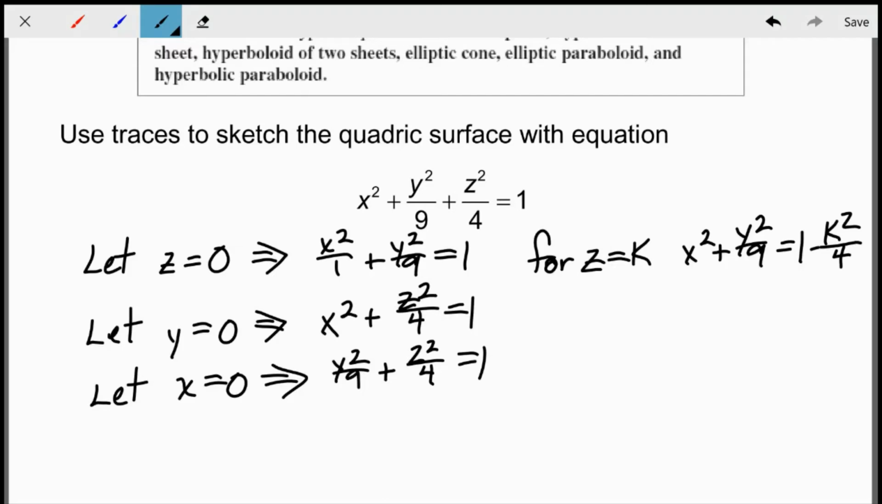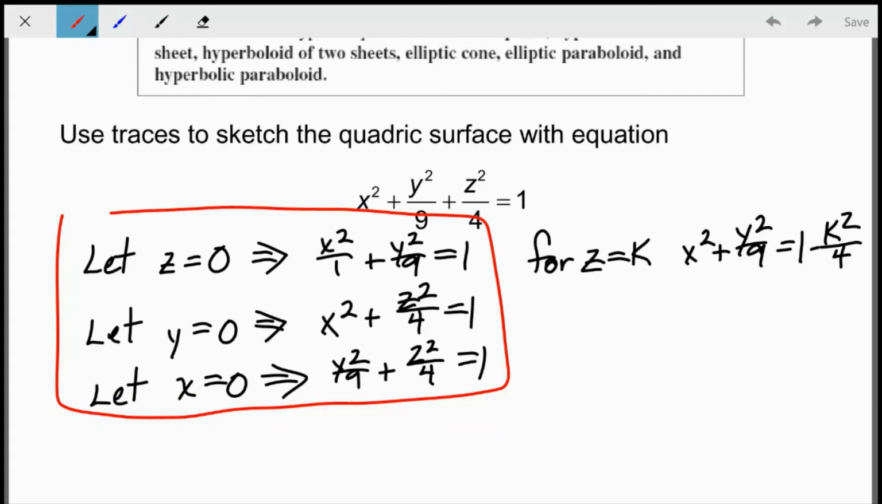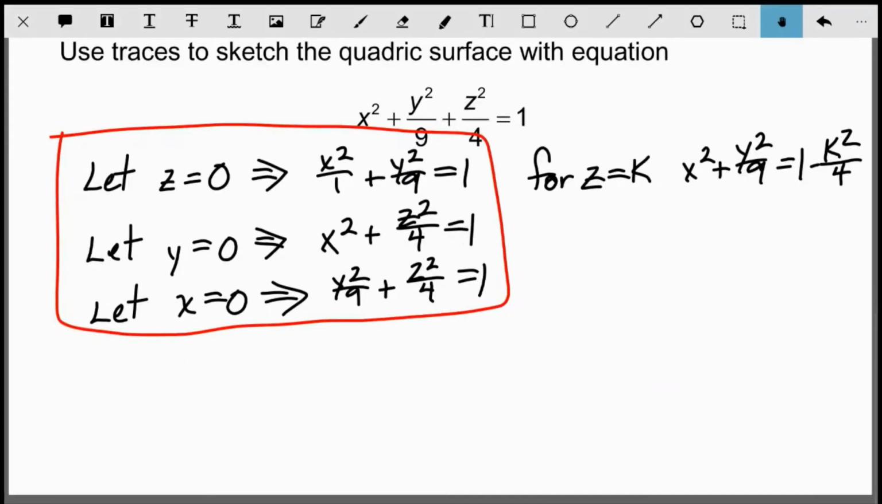Okay, and we can do the same thing in any of the directions. So we could get x squared over 1 plus z squared over 4 equals 1 minus k squared over 9, and so on. So sometimes you're going to want those general equations, but typically when you're going to sketch these, this is what we're going to use, because those are the easiest ones for us to sketch in 3 dimensions.